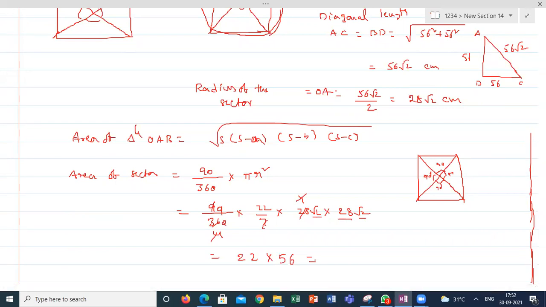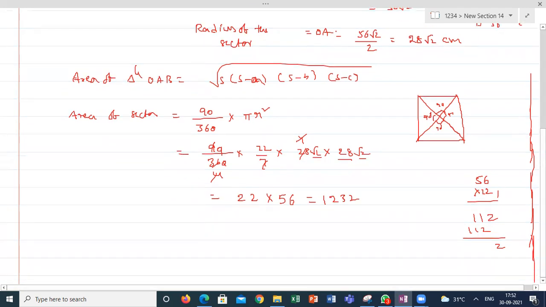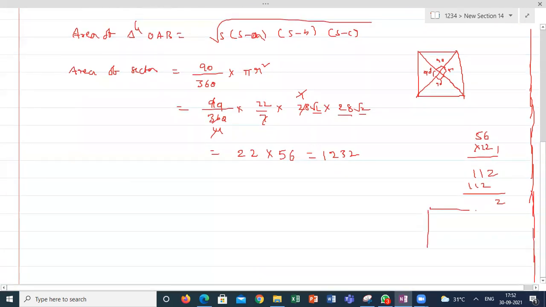What is the area of the sector? 56 into 22. 1232, sir. 1232. So the area of the triangle, no need to worry, because it's a square of side 56.